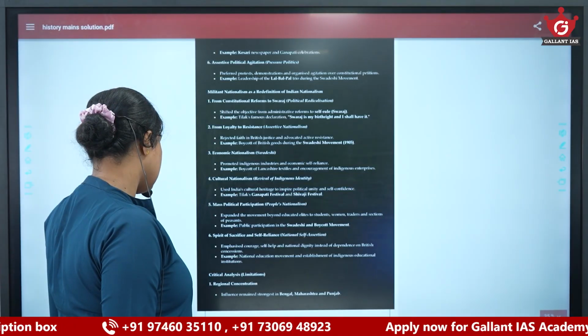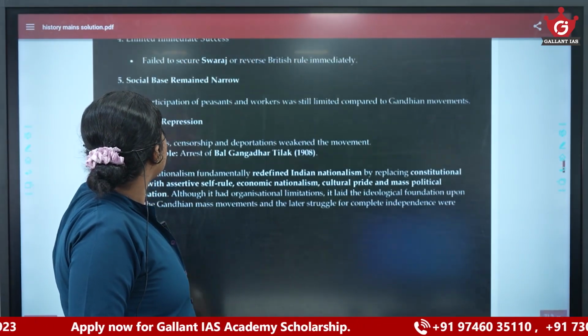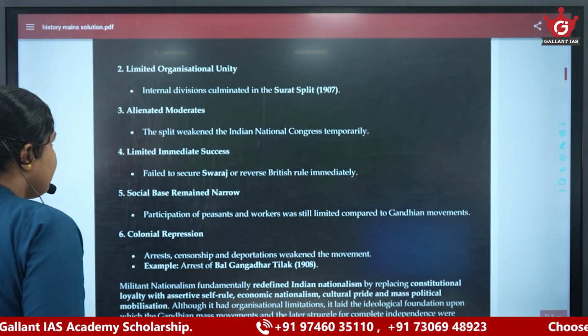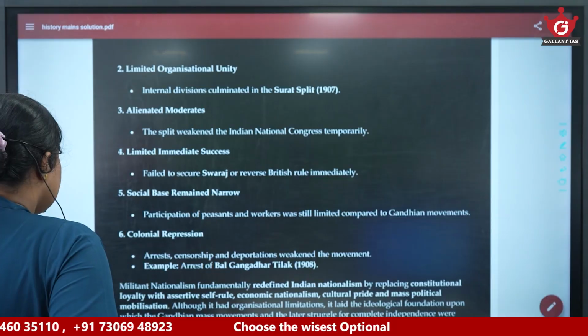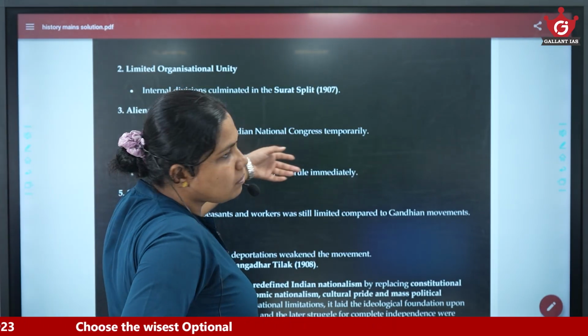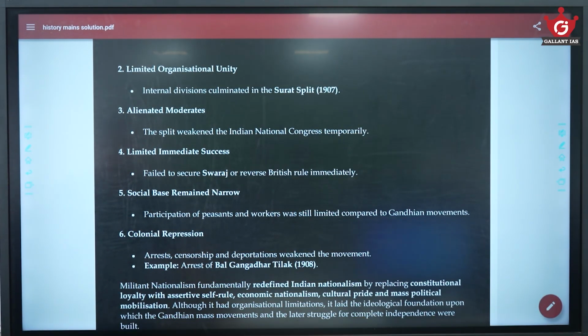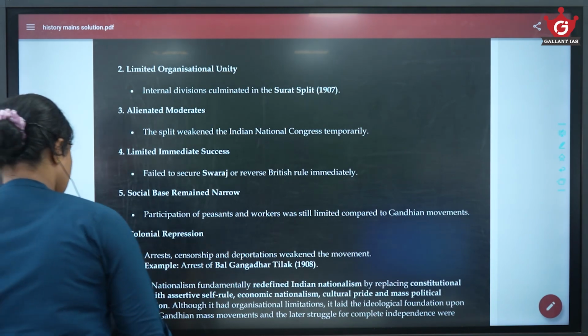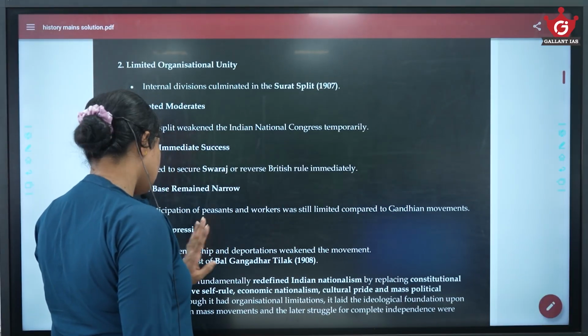First of all, the regional concentration. Most of it remained confined to Bengal, Maharashtra, Punjab regions. And you can talk about limited organizational unity because there were some internal issues regarding the Surat split. Next is alienated moderates. Okay, they were weakened. That is a problem. Next is limited immediate success. It failed to secure Swaraj or reverse British rule immediately. And regarding social base, it was limited regarding peasants and workers, and you can also talk about colonial repression: arrest, censorship, deportation, etc.